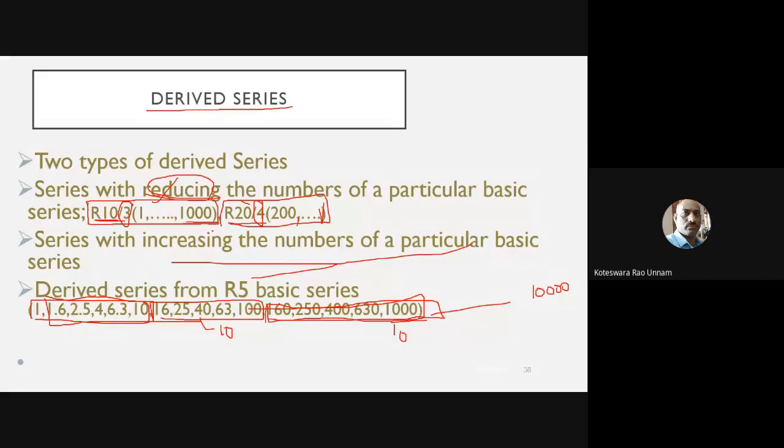Of course, generally we don't have negative numbers in any series. Why? Because the size can always be quantified with positive numbers only. You cannot say that the diameter of the shaft is minus 30 mm. So you don't have any negative numbers in any series, whether it is a basic series or a derived series. Always you have only positive numbers, because you don't have any negative sizes. So this is how we can derive the set of preferred numbers for any required series.